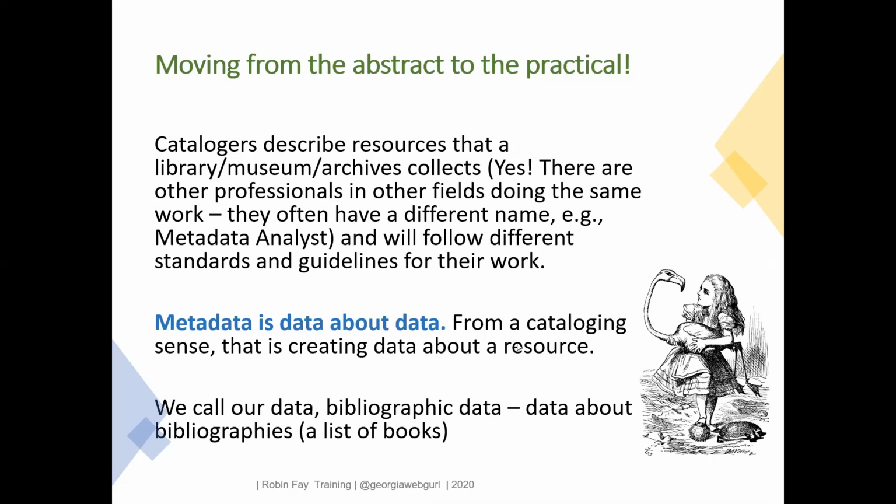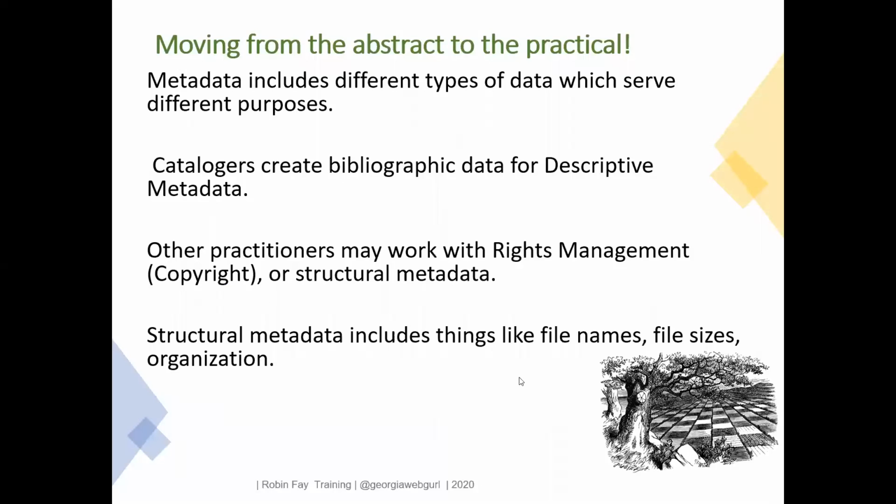So we describe the resources that we collect, and this is the same process as what museum and archival people do. They have different guidelines. They may call it something different. They may call it metadata versus cataloging. They're still doing the same thing. Metadata is just data about data. And from a cataloging sense, that is creating data about a resource. So that's what we're doing. We call our data bibliographic data, which is data about bibliographies or a list of books. So just if you ever wondered where that came from.